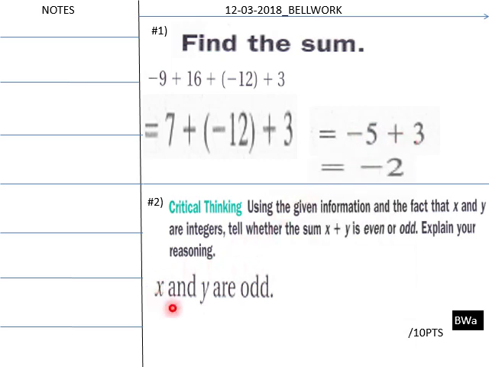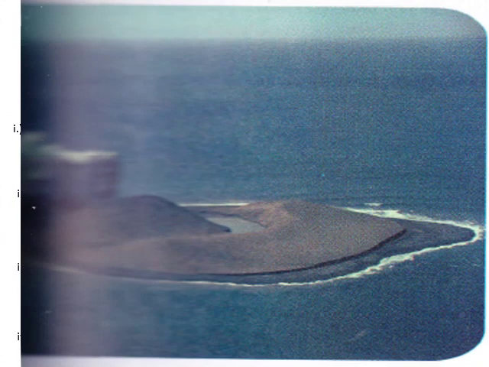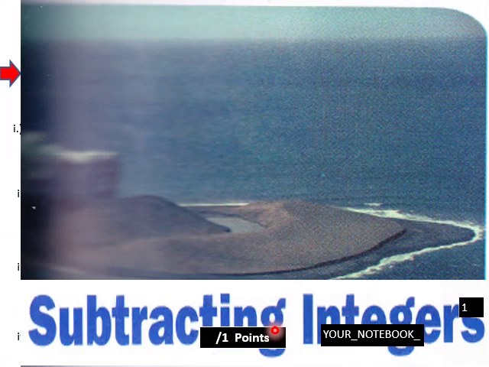And then down here, with this condition, is this even or odd when you add x and y and they're both odd? So x and y are odd, then x plus y would be even. The sum of two odd integers would be even. So there's your solution. Onward into our lesson for today.